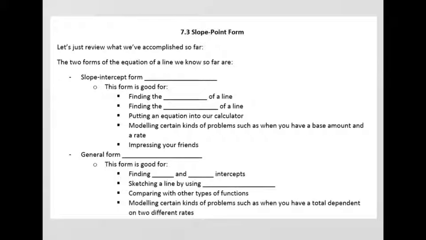Alright. So like I said, there's 3 ways to write the equation for a line. You know 2, right? Slope, intercept, and general. Today I'm going to teach you a 3rd, which is probably the least popular of them all, but it's kind of cool what it does. Okay? It's a very handy equation.